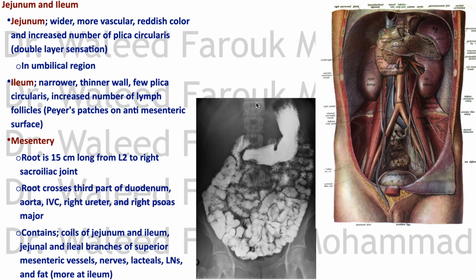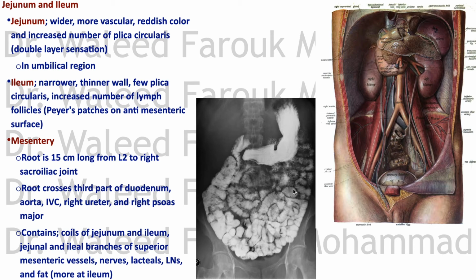The jejunum and ileum, longer of course and narrower than the duodenum. The jejunum is wider than the ileum. It's more vascular and reddish in color. The mucosa is thick and gives a feathery-like appearance in barium meals. You can see here, the feathery appearance.